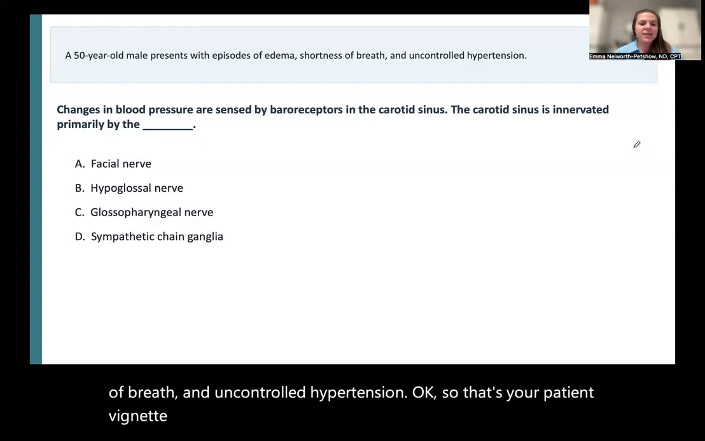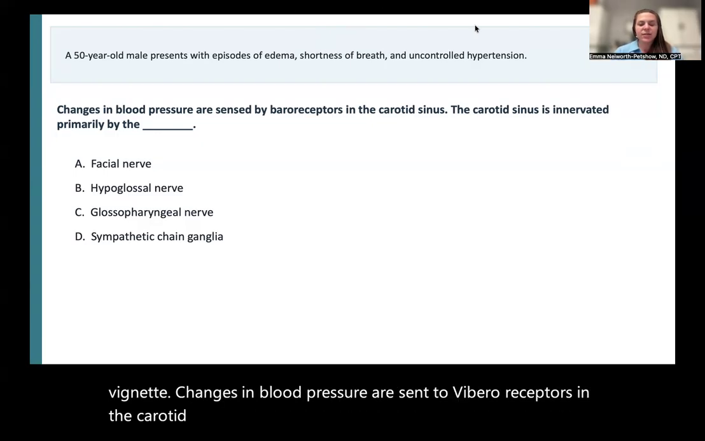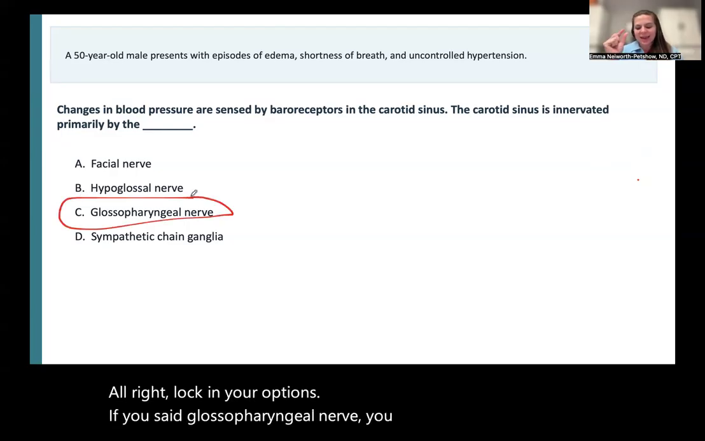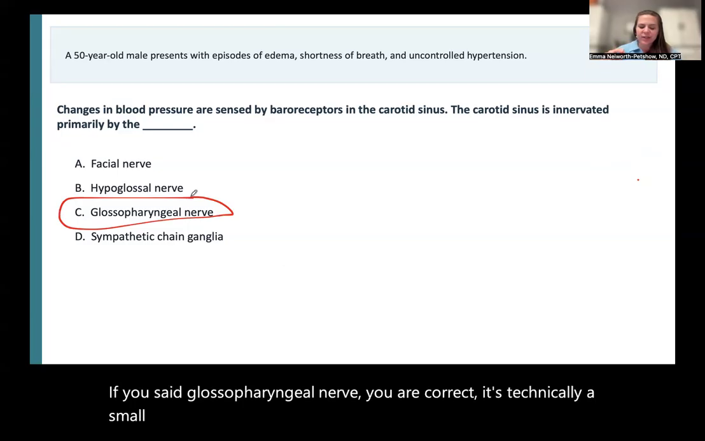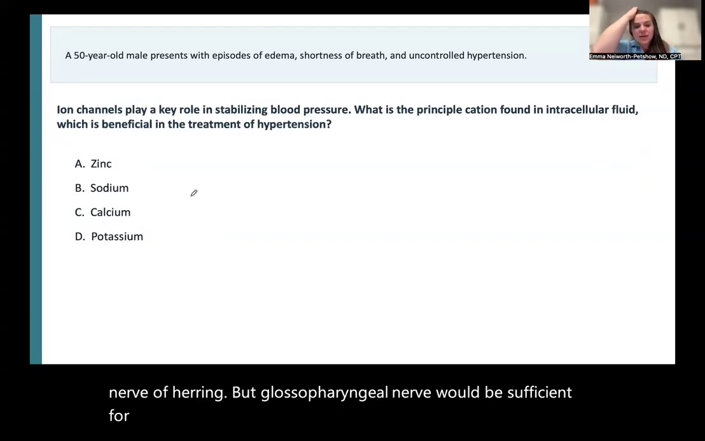Changes in blood pressure are sensed by baroreceptors in the carotid sinus. The carotid sinus is innervated primarily by which nerve or structure? All right, lock in your options. If you said glossopharyngeal nerve, you are correct. It's technically a small branch of the glossopharyngeal nerve, the carotid sinus nerve of Herring, but glossopharyngeal nerve would be sufficient for the NCLEX exam.